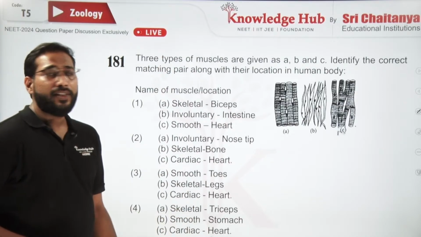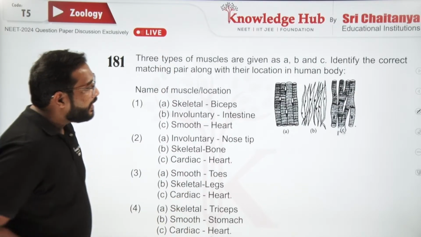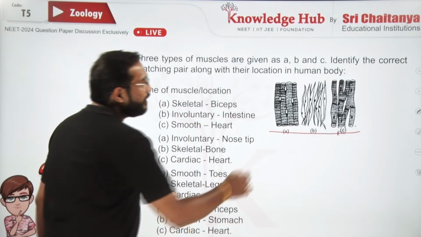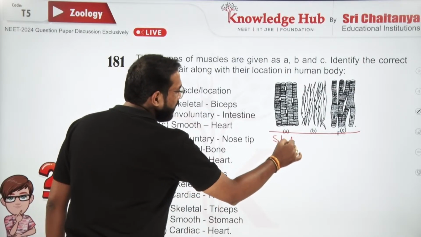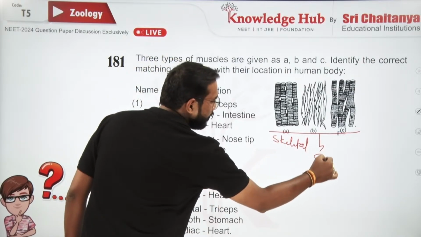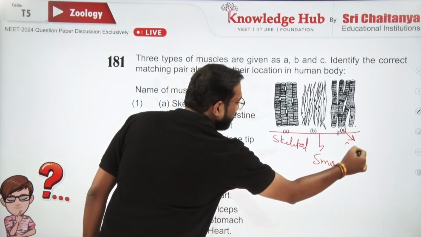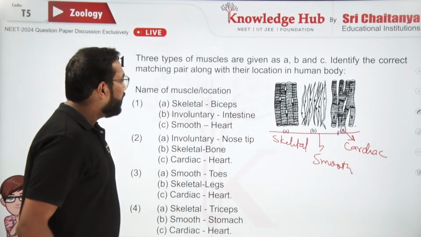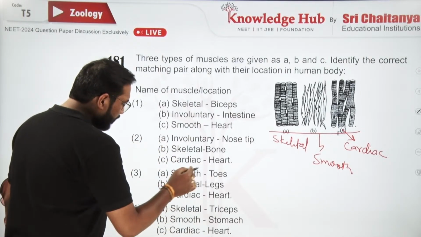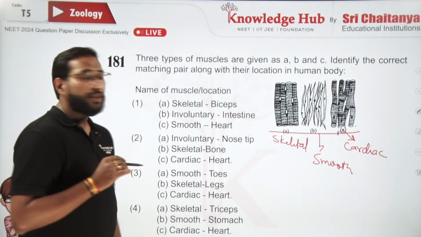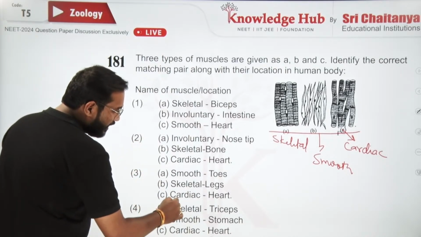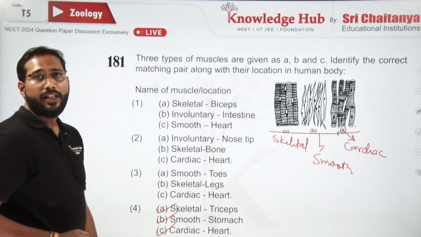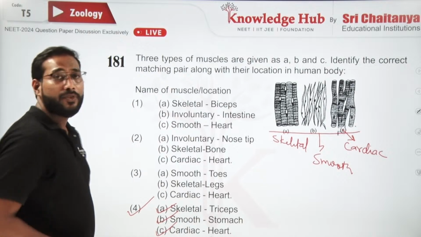Moving on, we have 3 types of diagrams here, and if you have read NCERT, these diagrams are directly from NCERT, right? The very first structure you are seeing is a skeletal muscle, the second one is a smooth muscle, and the third one is a cardiac muscle, which looks like a skeletal muscle but acts like a smooth muscle. So if you see here, we have the skeletal muscles located in the triceps, smooth muscles located in the stomach, and the cardiac muscles located in the heart. Therefore, the correct option is the 4th. Here we have the correct option.